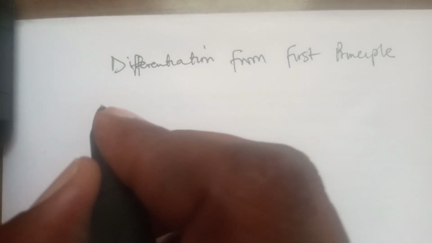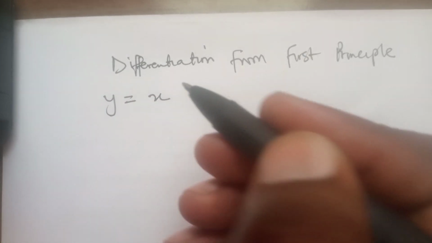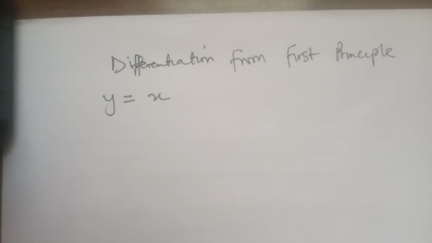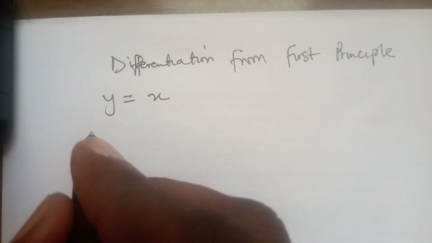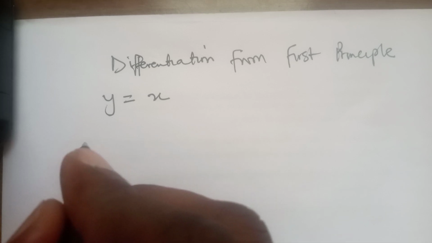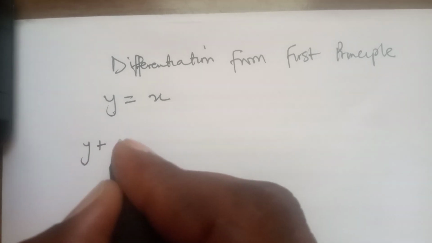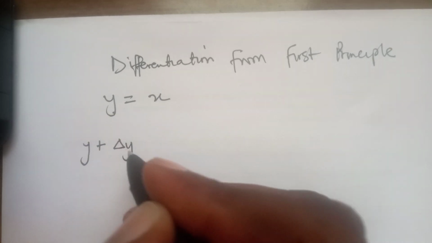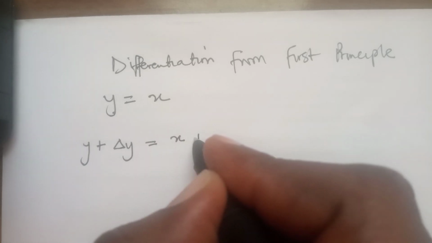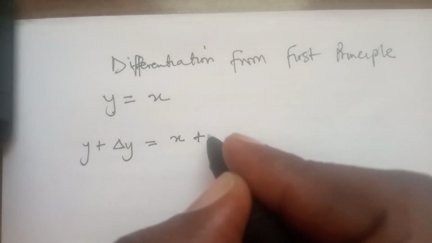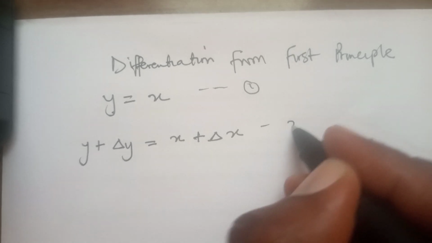So let's have a particular function, y depends on x. All right. So a function y depends on x. Now we're going to rewrite this as y plus change in y will be equal to x plus change in x. So this is going to be our equation 1, this is going to be our equation 2.